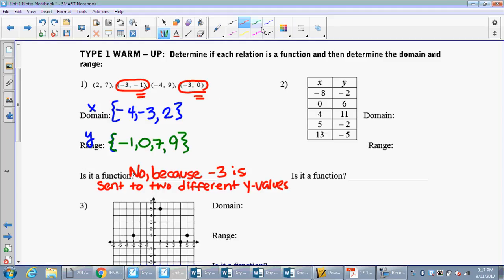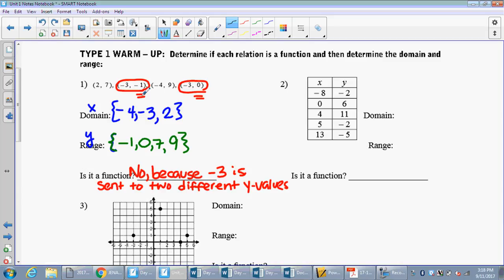That's why it fails. The reason it's important to specify that is because if this said -3, 0 and this said -3, 0, this would actually be a function because -3 is being sent to 0. It's like plotting one ordered pair right on top of the other. Similarly, if this had said -3, -1, and this had said -3, -1, I would have been okay.